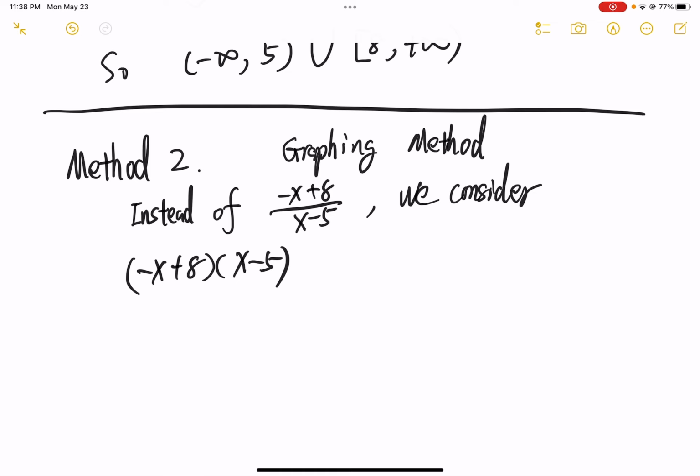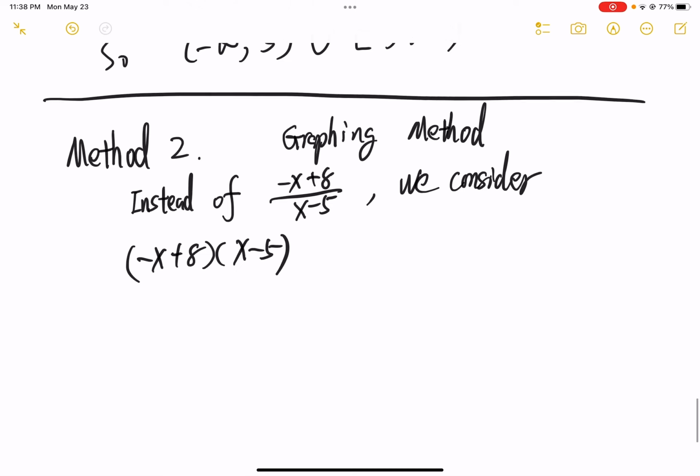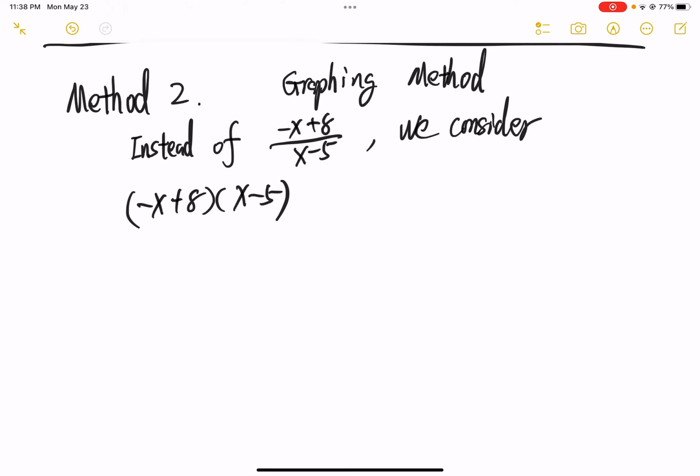So this will give you an idea that instead of looking at the graph for the rational function, we can look at the graph for the polynomial, right? So the same thing. The only difference is x cannot be 5, right? When we consider this one, we still keep in mind that the domain is x not equal to 5. So 5 is always a hollow circle, and 8 is a solid circle.